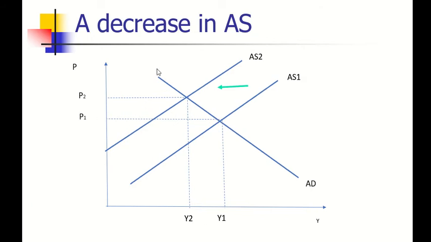Next, a decrease in aggregate supply. So we are here initially, P1, Y1. Okay. Now we have a new aggregate supply curve with a decrease in aggregate supply. So here is a new equilibrium, P2, Y2. Okay. Right, so with a decrease in aggregate supply, you can see that the price level goes up, the real output decreases.